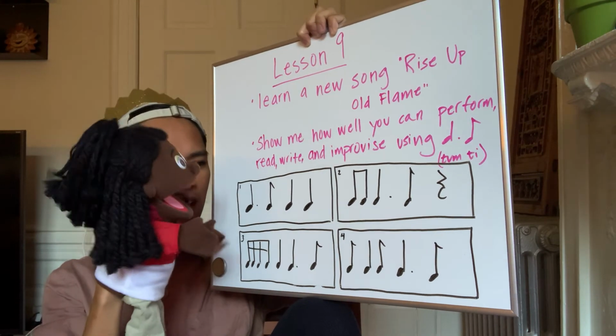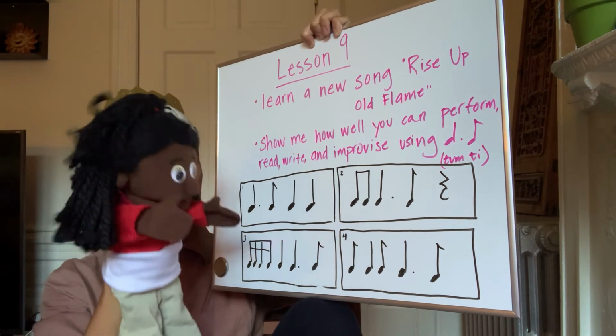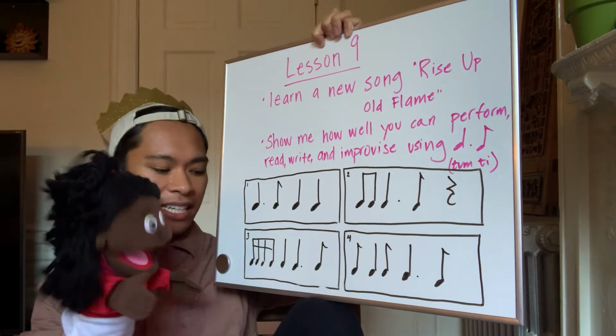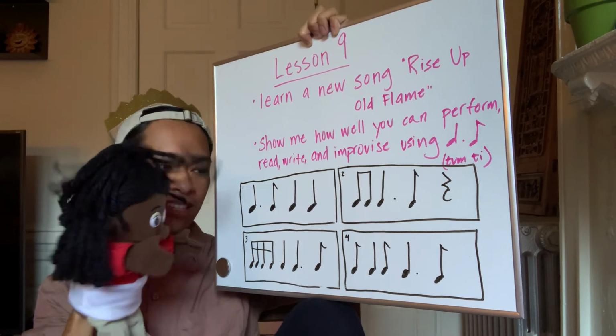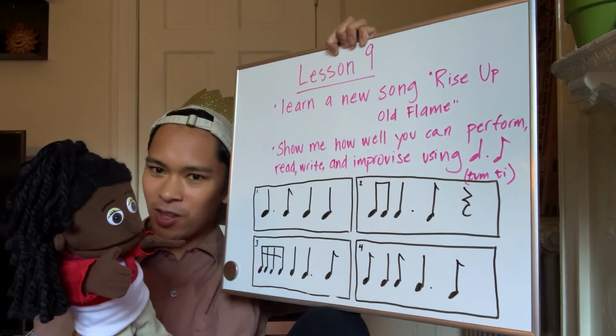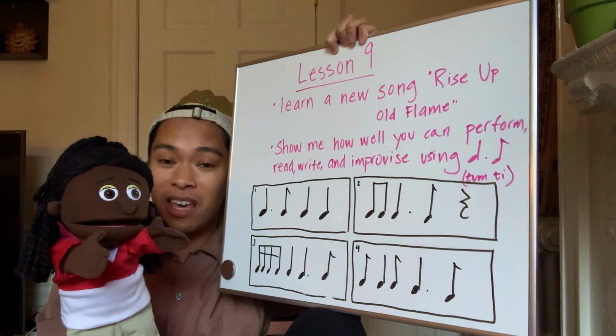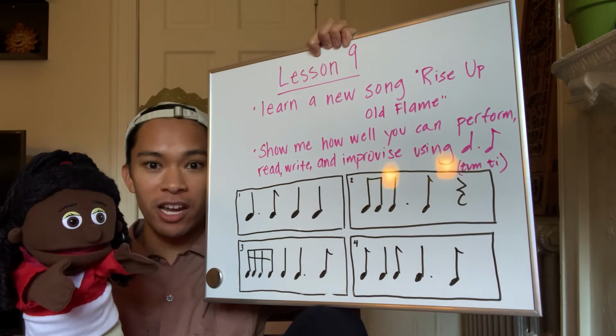Tum, ti, ta, ta. Try number two. Ti, ti, tum, ti, shh. Try number three. Tika, tika, ta, tum, ti. Number four. Ti, ta, ti, tum, ti. You're very good at these rhythms. Thank you. So now, Jasmine, you read the question, and then friends at home, you pick one: one, two, three, or four.